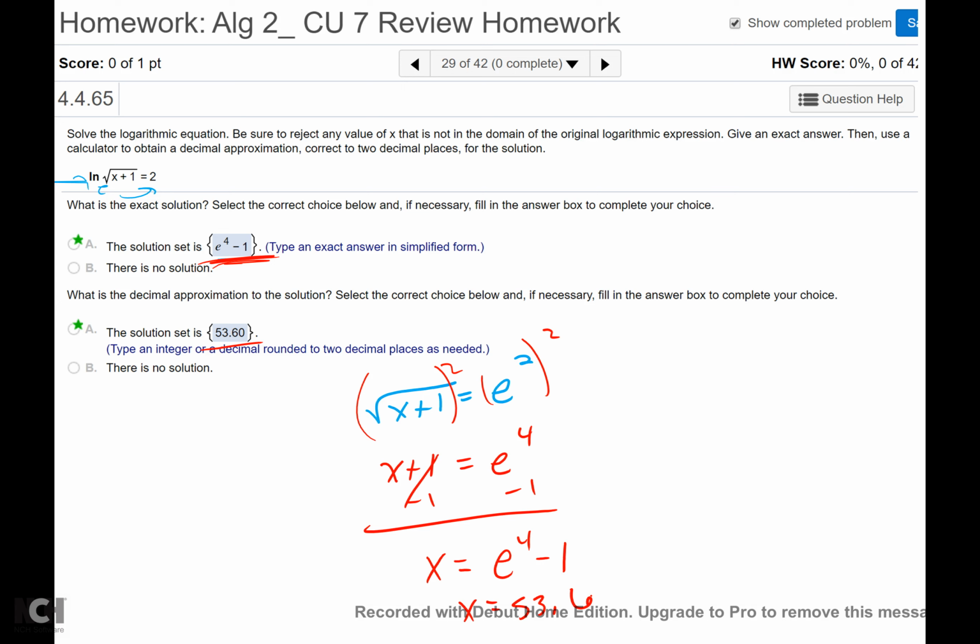Yeah? Two decimal places. So it's 53.598. Two places. That bumps it up to a 10. That bumps it up to a 6. So it's 0.6 up. Okay?